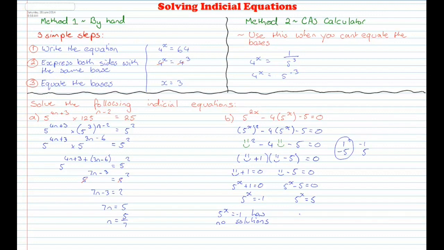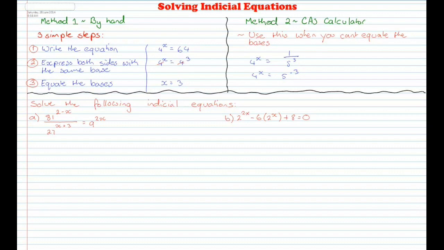Whereas 5 to the power of x, well that's going to be the same as saying 5 to the power of 1. So therefore, x is equal to 1. So in summing up, essentially, we know that x is equal to 1 for this solution. That's the only possible answer there could be, because 5 to the power of x is equal to negative 1 has no solutions.